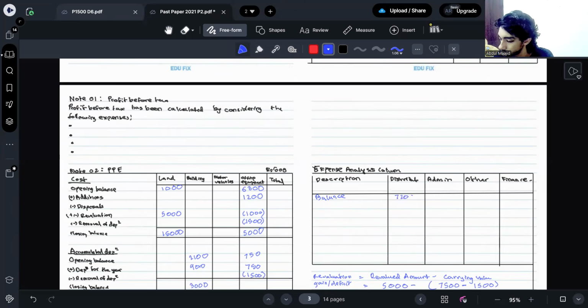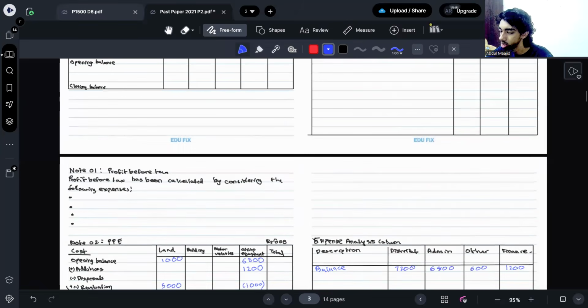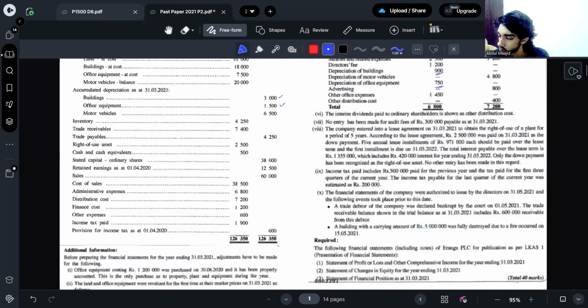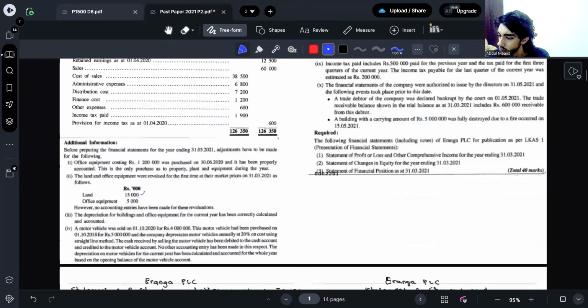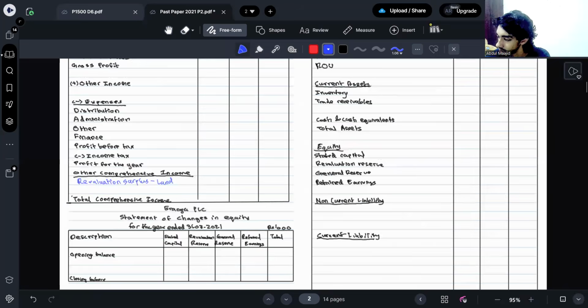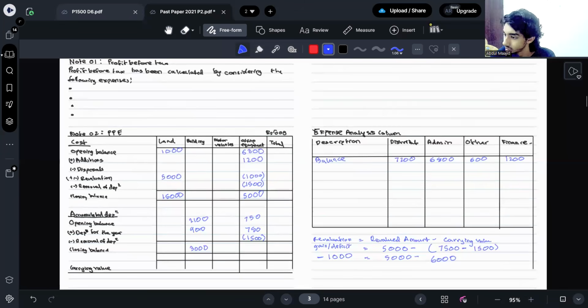7,200, 6,800, 600, 1,200. Okay. The next one, a motor vehicle. Okay, sorry. I was supposed to put the deficit. Now it's a first time revaluation deficit that will go to other expense.